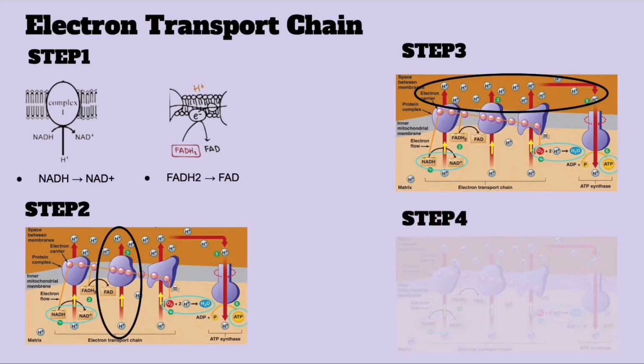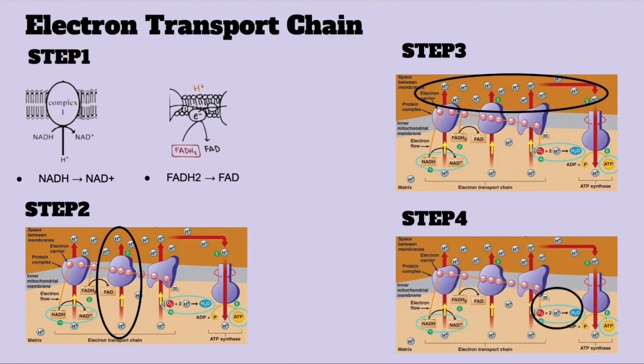The next step is that oxygen is the final electron acceptor. It accepts low energy electrons from the chain and combines with the hydrogen ions in the matrix of the mitochondria to form water, which is one of the products of cellular respiration.